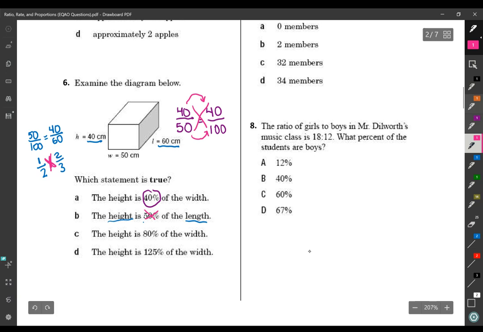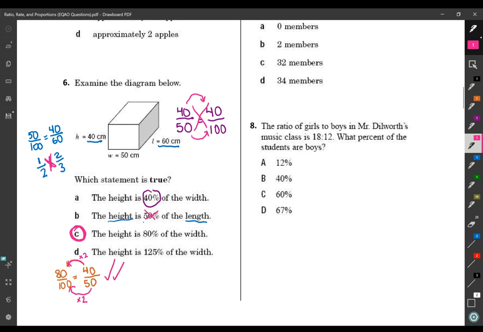So let's try C. The height is 80% of the width. 80% is 80 over 100. And we want to know, is the height, which is 40, 80% of the width, which is 50? Let's check our scale factors here. Here we have a scale factor of times 2, and here we also have a scale factor of times 2. So that means this is correct. Okay, so C is the correct answer.